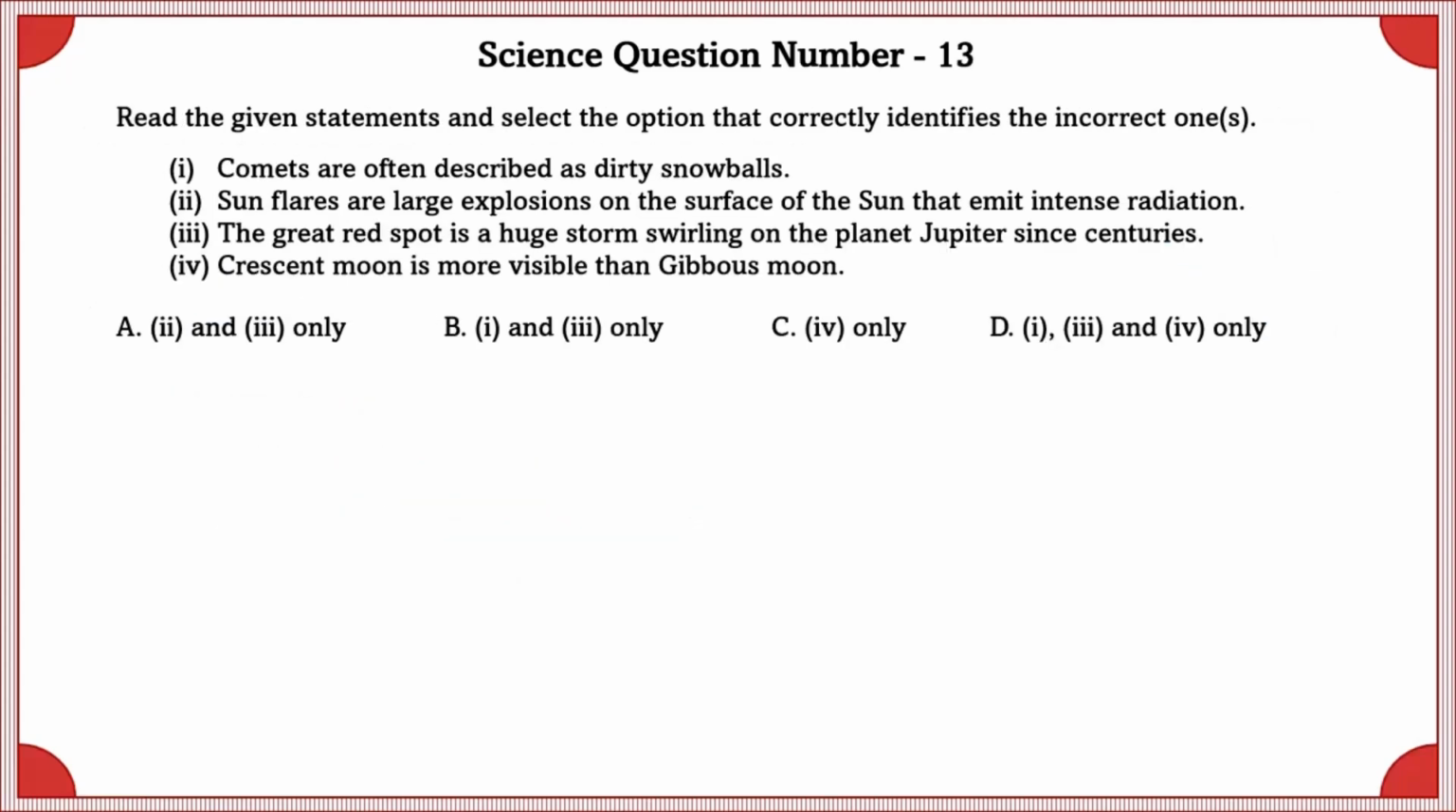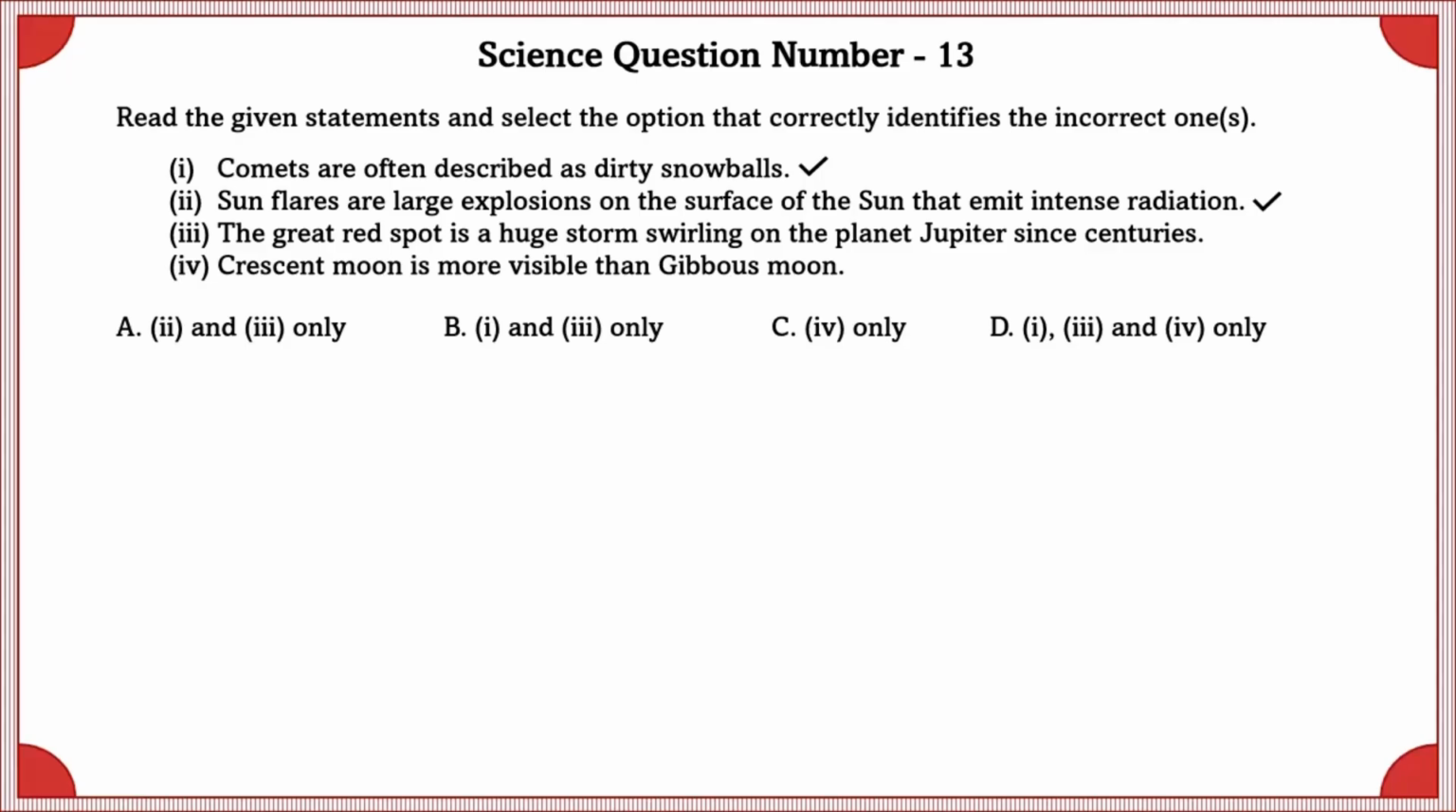Science question number 13. Read the given statement and select the correct option that correctly identifies the incorrect ones. First one. Comets are often described as dirty snowballs. Yes, that is true. Sun flares are large explosions on the surface of the sun that emit intense radiation. Yes, this is also true.